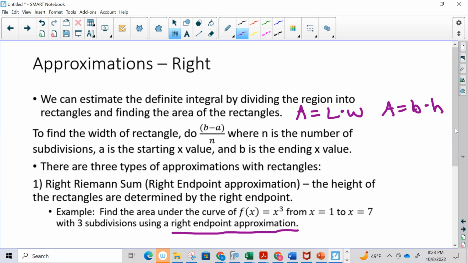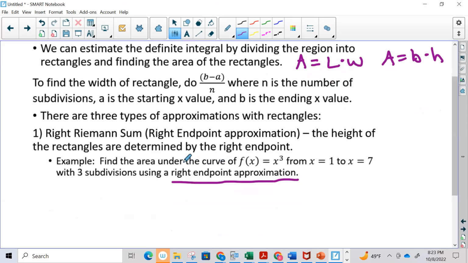There are three types of approximations with rectangles, and it all is based on where we find the height of the rectangle. We could call this the width, or we could also say this is the base, if we're using the area formula, base times height. The first one is called a right Riemann sum. Your homework will call it a right endpoint approximation. That means the heights of the rectangles are determined by the right endpoint.